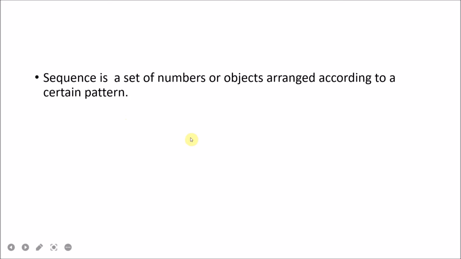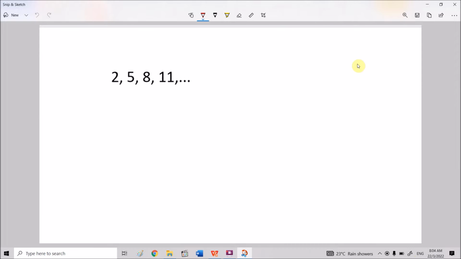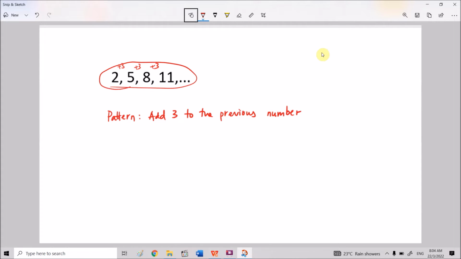So how about an example for numbers? Given this set of numbers, let us try to determine whether this is a sequence or not. First, from 2 to 5, we add 3 to 2. So 2 plus 3 is 5, 5 plus 3 is 8, 8 plus 3 is 11. We learned in the previous video that the pattern for this set of numbers is adding 3 to the previous number. When this set of numbers follows the rule of adding 3 to the previous number, we call it a sequence.